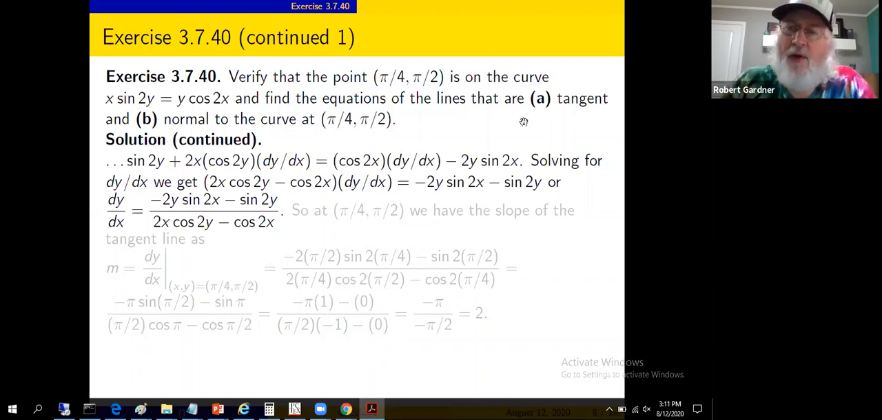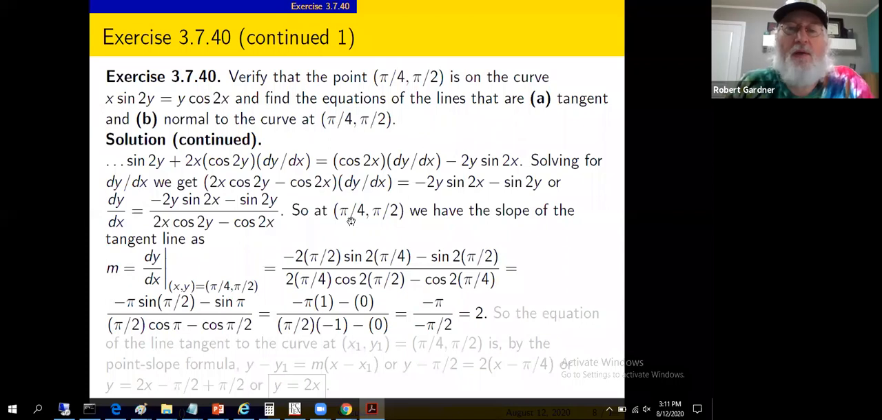What are we looking for? Tangent line to the curve at this point. Okay, we got the point, we got the derivative. All we got to do is plug the coordinates of the point into the derivative. I got to use the coordinates, the x and the y this time because of the implicit differentiation stuff. So we'll plug x is pi/4, y is pi/2 into the derivative. That is, we'll take the derivative and evaluate it at (x, y) equals (pi/4, pi/2). That'll give the slope of the tangent line.